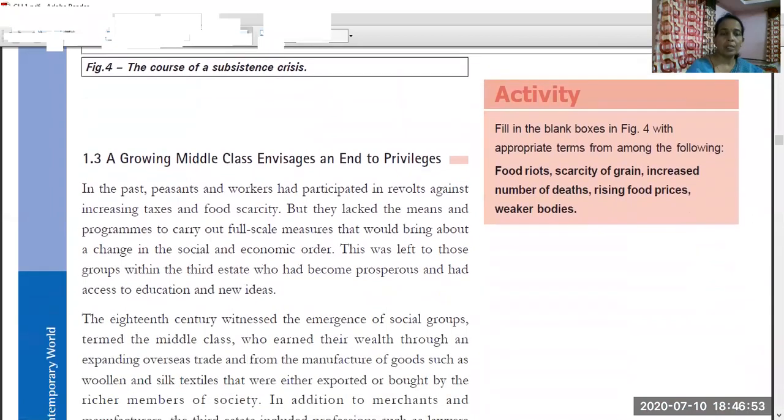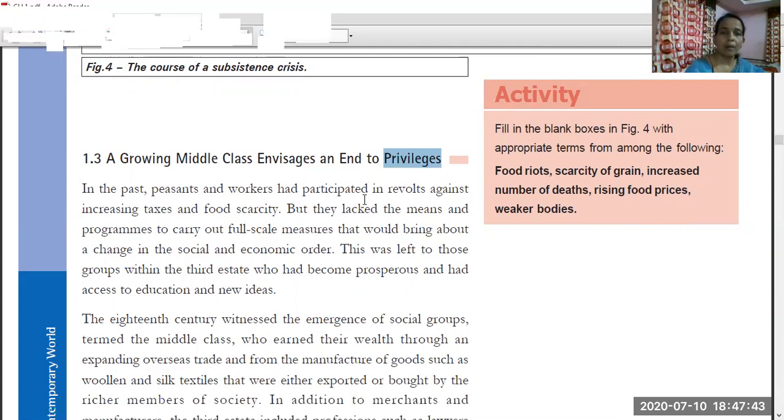The next point we will see here is a growing middle class envisaging an end to privileges. The new middle class was seeing the opportunities and possibilities of a new world, a new era. It was because of this that the middle class grew here. What is the middle class? We will see in this part. With the rise of the middle class, they were thinking of ending the privileges. These people started to ask why privileges were provided by birth. It should be on merit. This was the argument of the growing middle class.